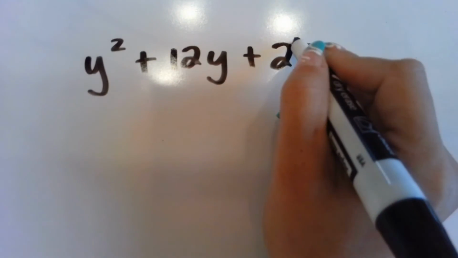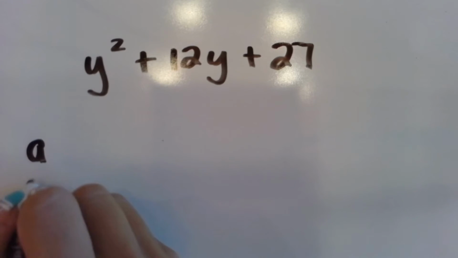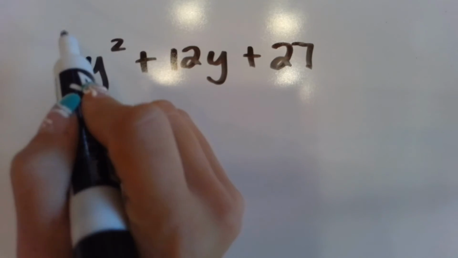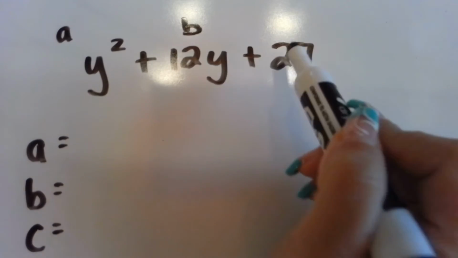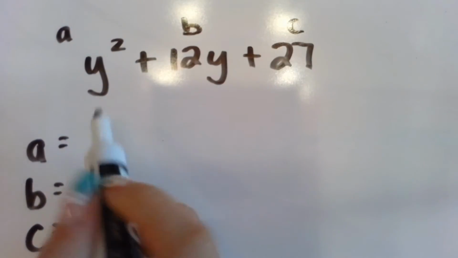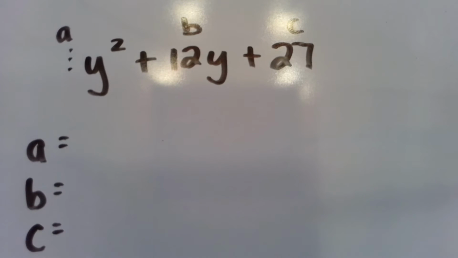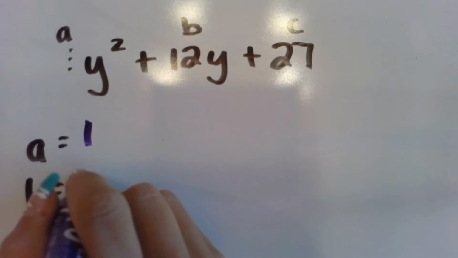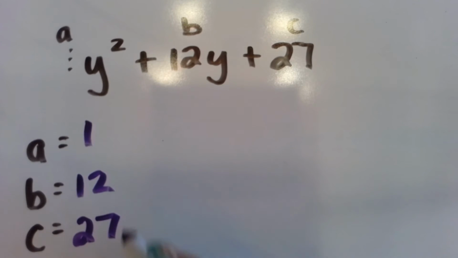Our first step is to determine what our A, B, and C is. Don't forget, this one's your A, this one's your B, and this one's your C. So let's write it. We don't have a number out here, so we're going to put our imaginary 1. Let's label our A, B, and C. A is 1, B is 12, and C is 27.